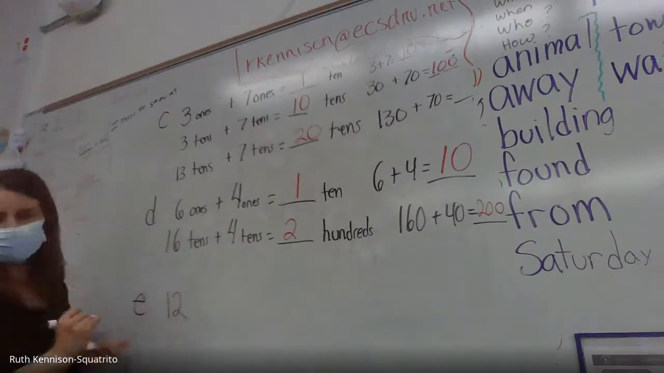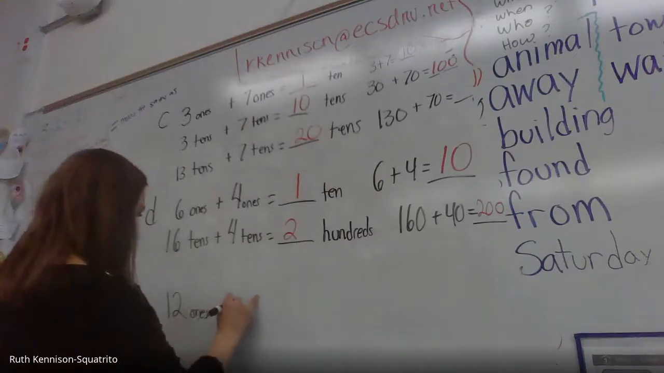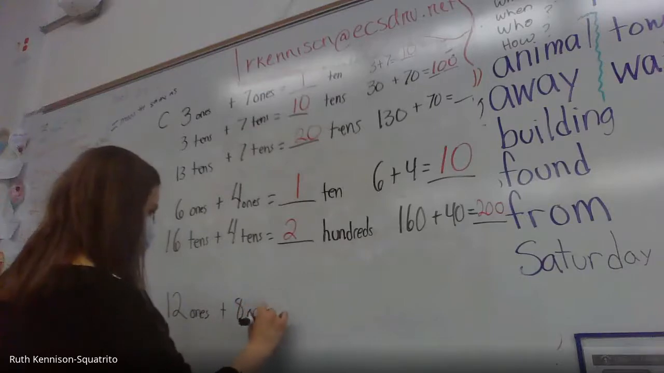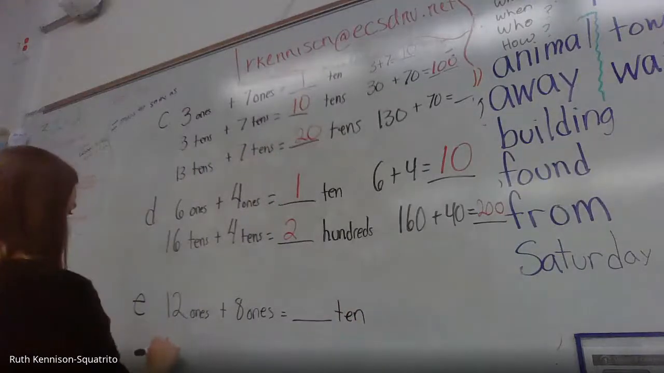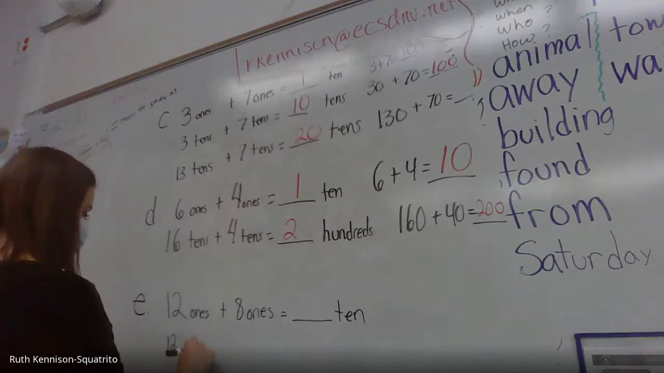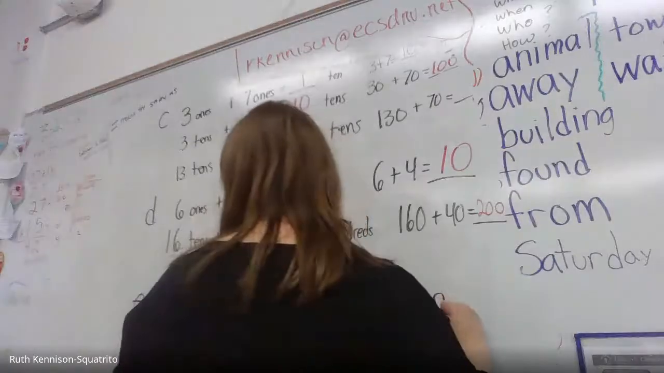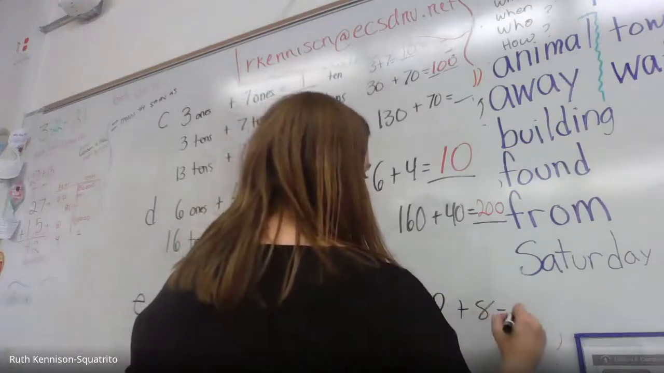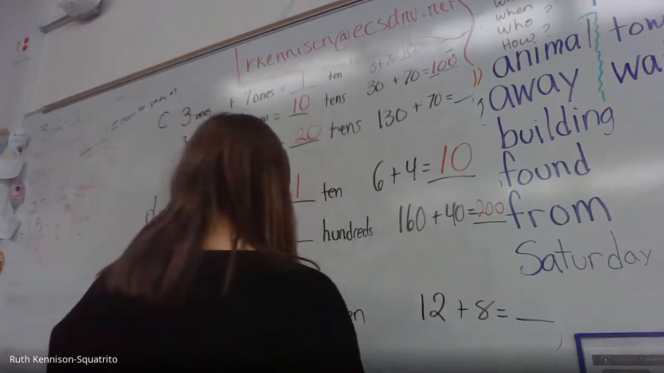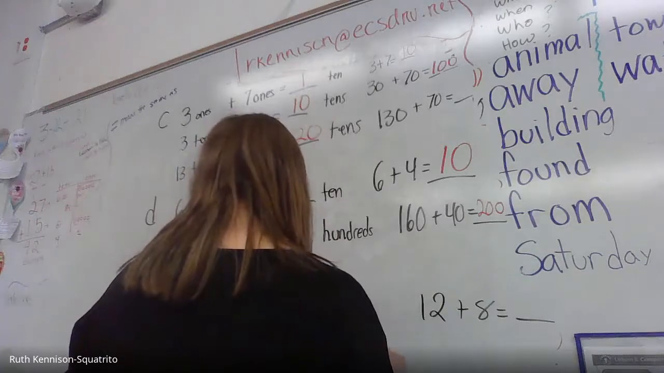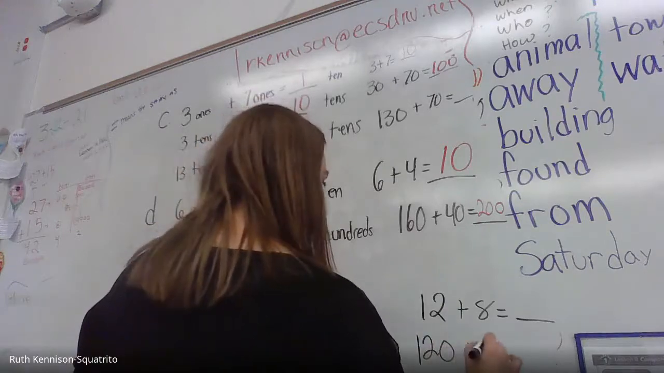You want to read this to me so that I am not looking over my shoulder constantly? 12 ones plus 8 ones equals blank tens. Okay, and after that? 12 tens, you've got to say that. Okay, next: 100 equals blank hundreds. Okay, and then it's 120 plus 80.